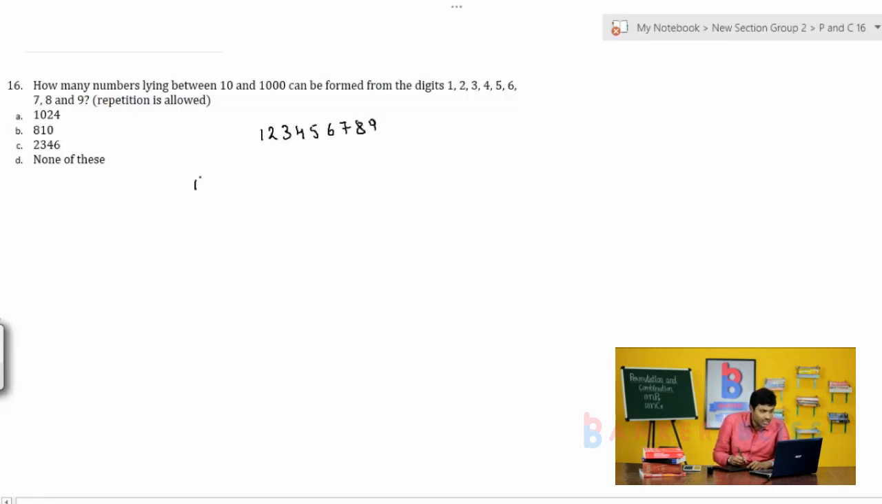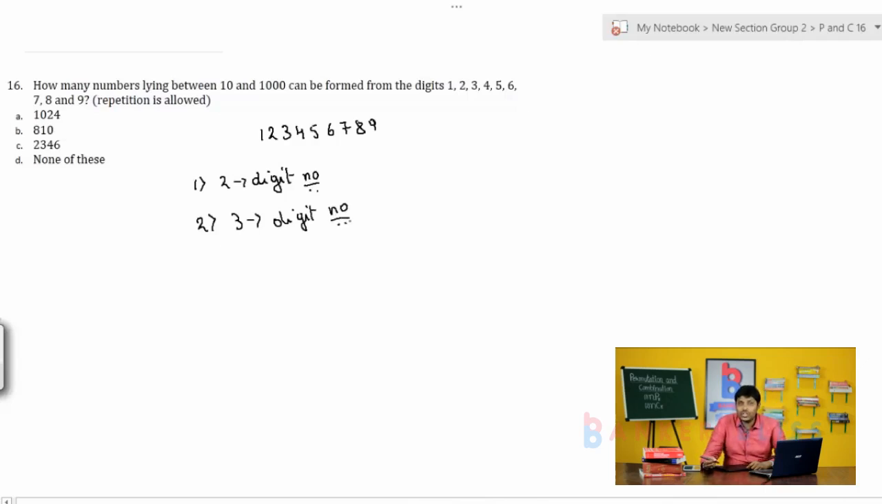So the first condition is how many numbers lying between 10 and 1000? Between 10 and 1000 means 11 to 99, so 2-digit numbers. How many 2-digit numbers are there? One condition is 2-digit numbers. The next condition is 3-digit numbers.